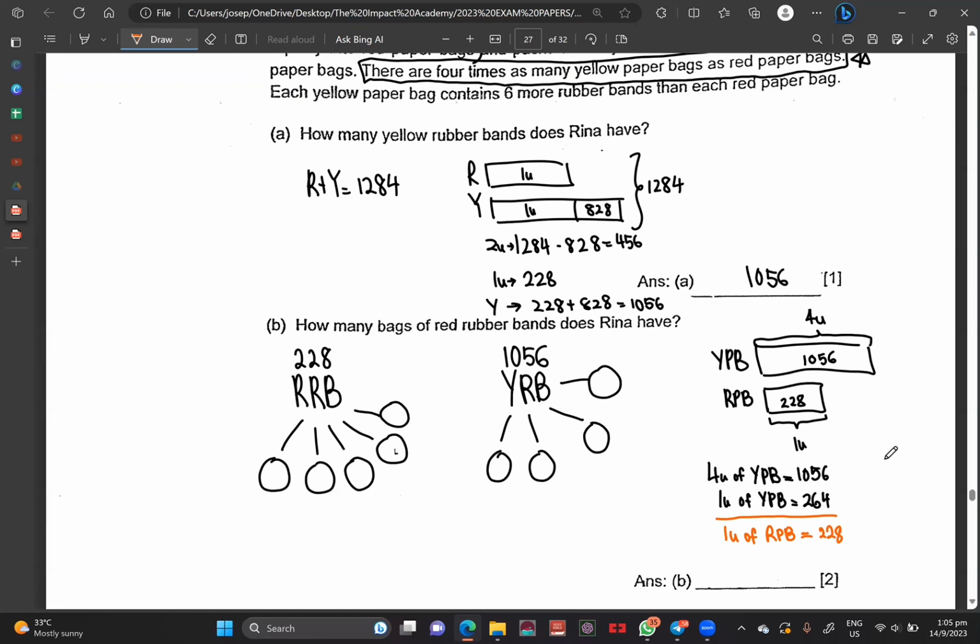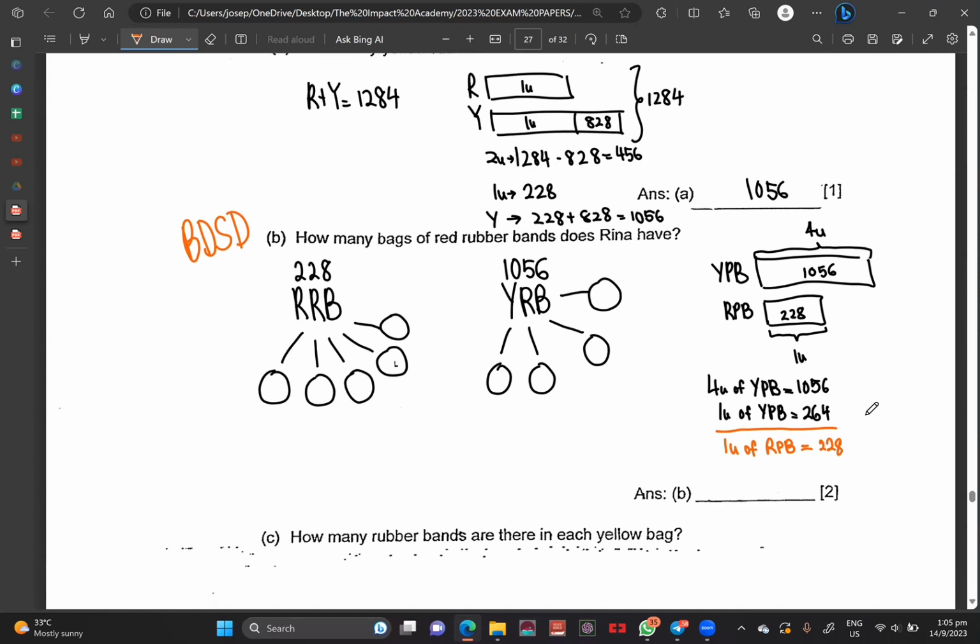Now, this is definitely a BDSD. For those of you who have been attending my lesson, you know it very well. What's BDSD? What am I going to do next? I'm going to find my big difference. My big difference over here has to be 264 minus 228. For 264 minus 228, you will get an answer of 36. So this is 36 rubber bands.